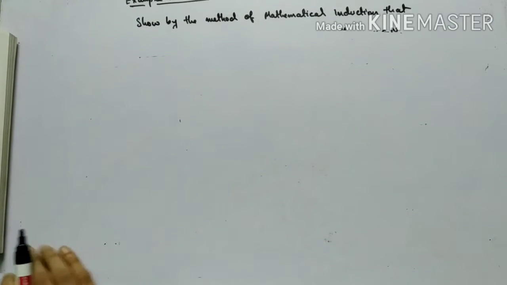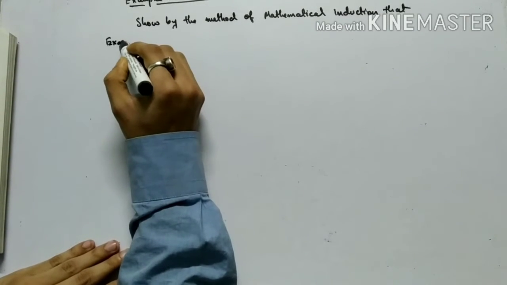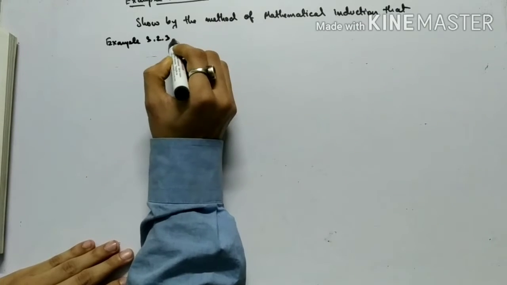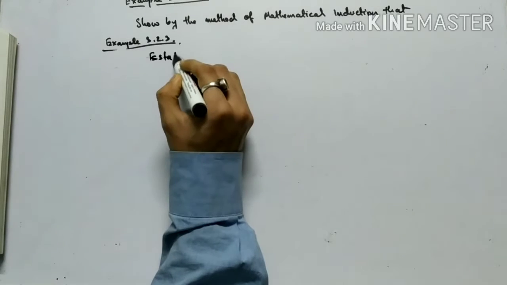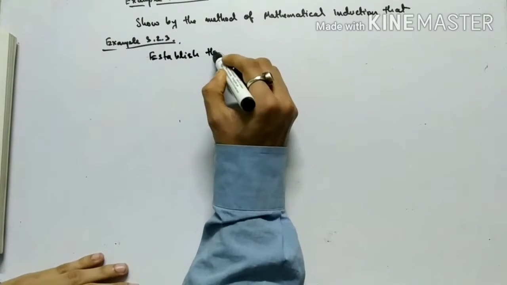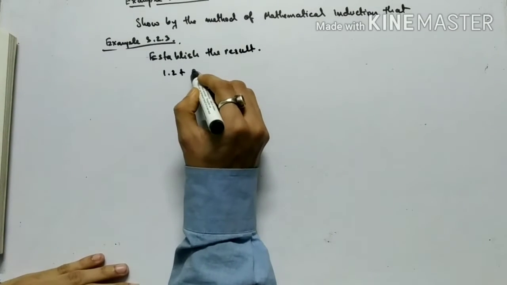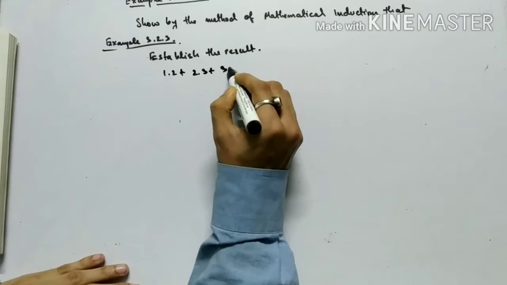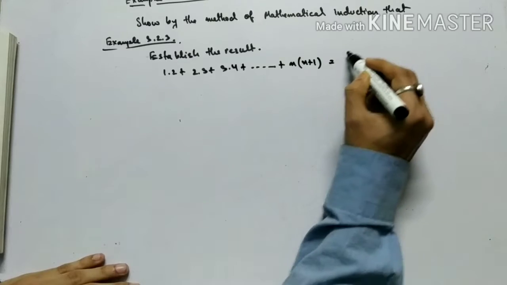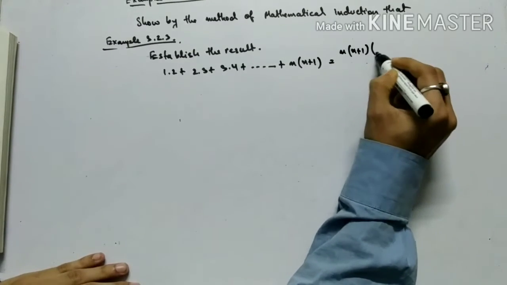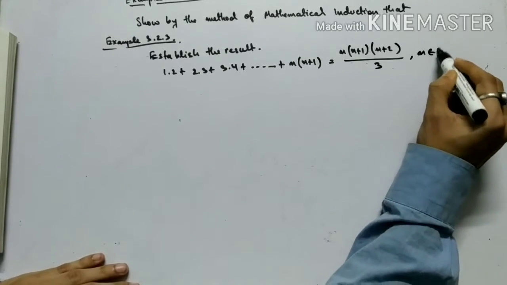Next, this is your next example, example 3.2.3. Establish the result: 1.2 plus 2.3 plus 3.4 plus dot dot dot plus n into n plus 1 is equal to n into n plus 1 into n plus 2 by 3, for all n belonging to N.